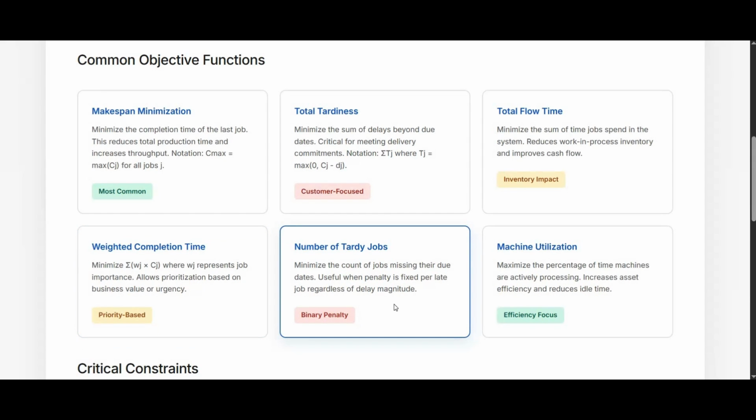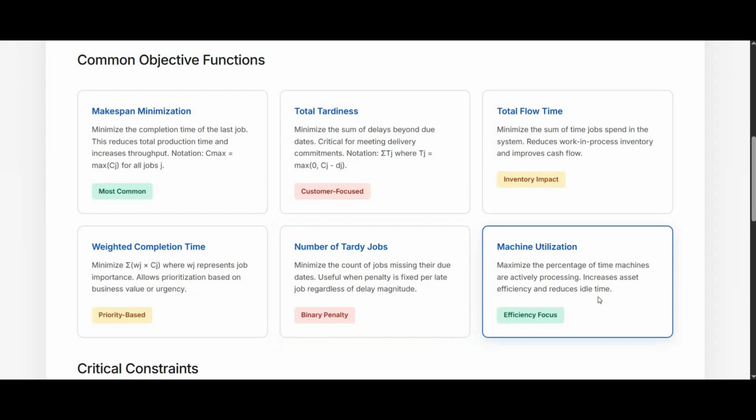Number of tardy jobs here, which just counts how many jobs miss their due dates. Simple but useful when you care about deadlines or exact lateness. And here, machine utilization, maximizing how much time machines are effectively working instead of sitting idle. It's about using resources efficiently.